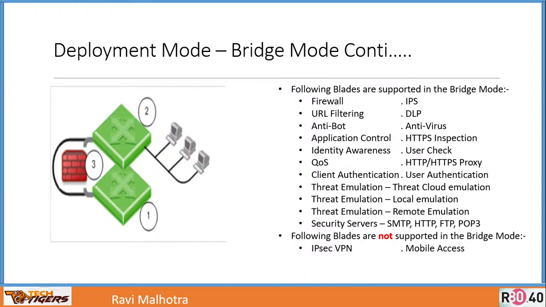Next slide is a continuation of bridge mode. The following blades are supported in the bridge mode. So you will see that all the blades which are otherwise available to you in a routed mode are all available to you. It's the firewall blade, URL filtering, anti-bot, application control, identity awareness, QoS, client authentication, IDS, IPS, DLP, antivirus, HTTPS inspection. All the blades are available to you when you have configured your gateway in bridge mode, except these two. IPsec VPN is not there, and the mobile access feature is not there, right?